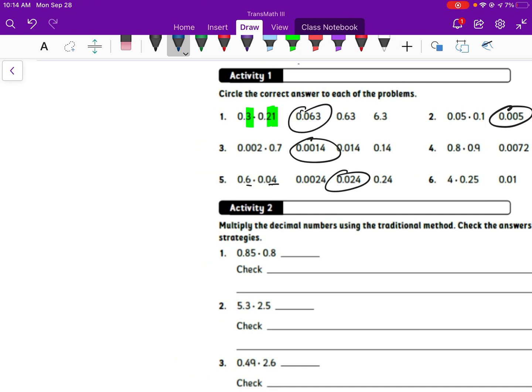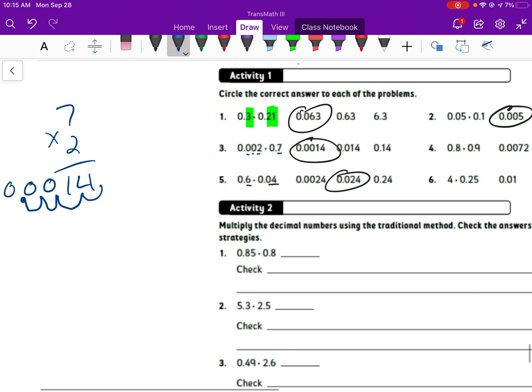So, again, the number I see is 2 and 7. So all I'm going to do is 7 times 2, and I get 14. But then you got to think 1, 2, 3, 4 decimal places that we need to move over. 1, 2, 3, 4. Okay, so filling in those zeros into those blank spots, 0.0014.